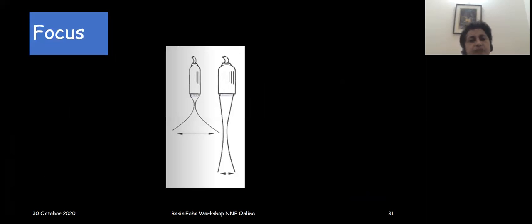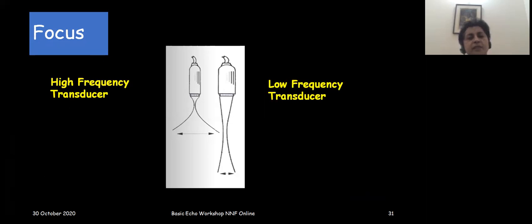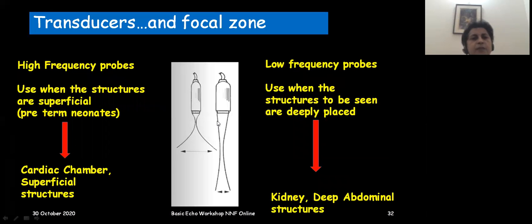Now here are two transducers of differing frequencies. The one on the left is a high frequency transducer, and the one on the right is a low frequency transducer. Now the beam which emits, the narrow part is the focal zone. So on the high frequency transducers, the focal zones are closer to the transducer crystals, whereas here they are more farther. So the higher frequency probes are used when structures to be interrogated are quite superficial.